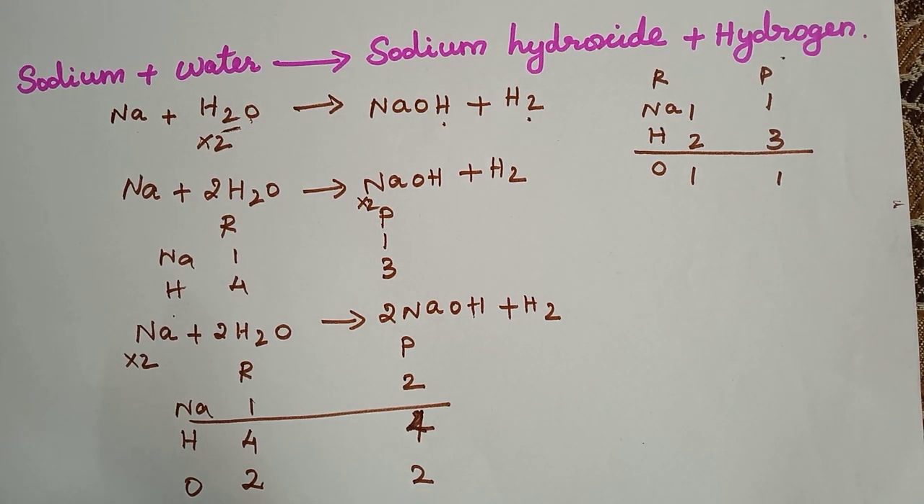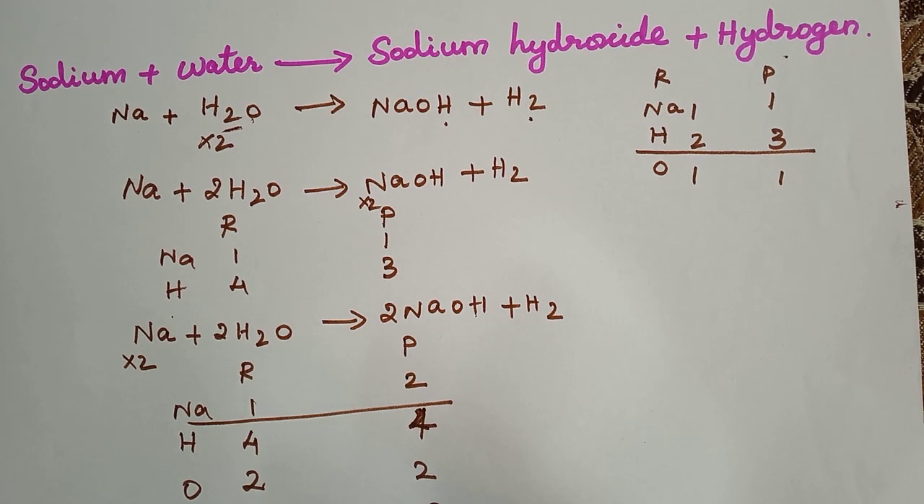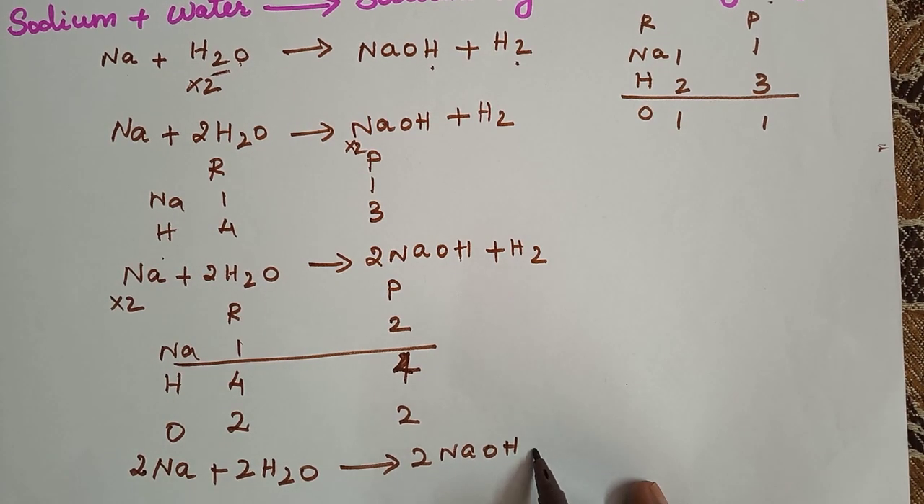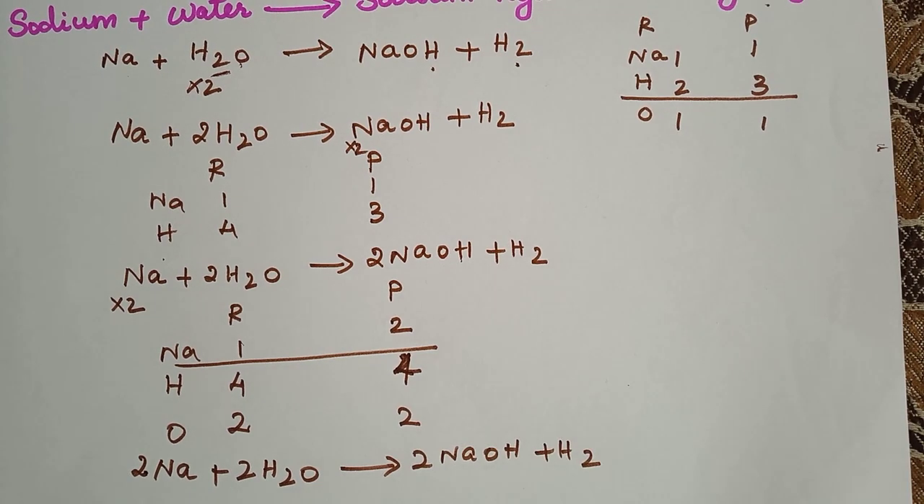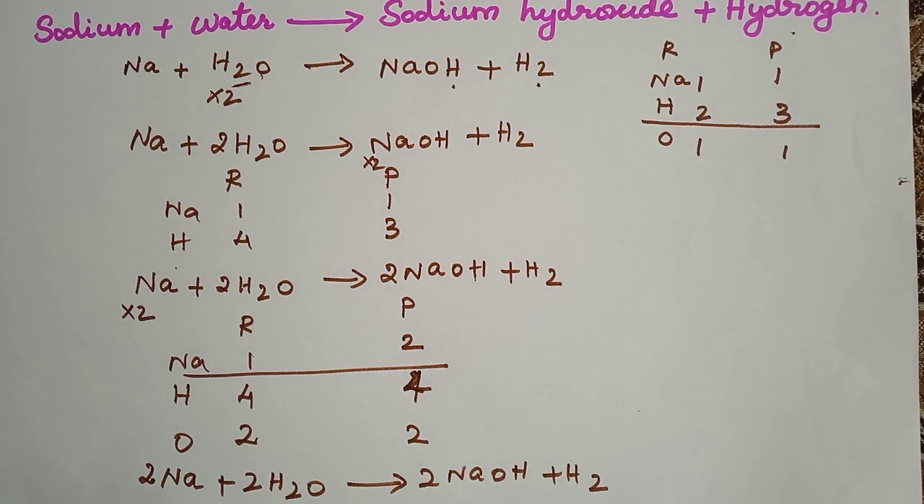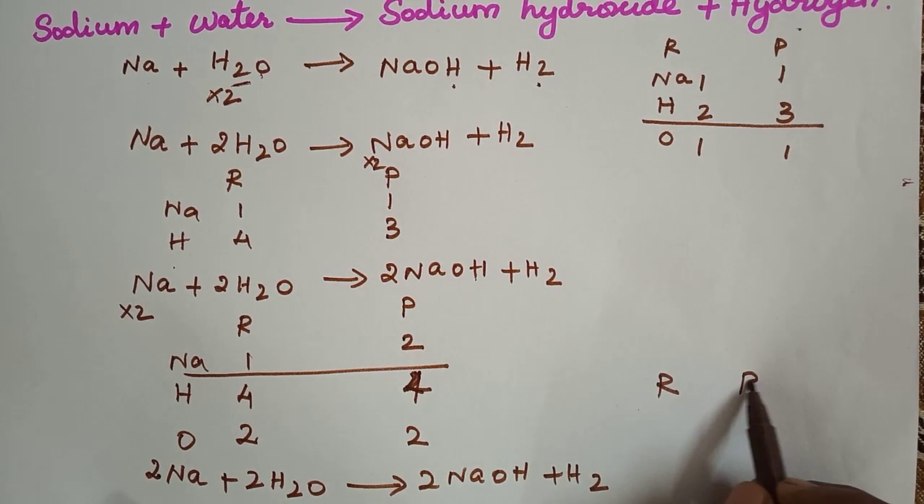So what is the new? This one we will get 2Na plus 2H2O gives 2NaOH plus H2. Okay. This is a new balanced equation. Shall we check now? Reactant side, product side.